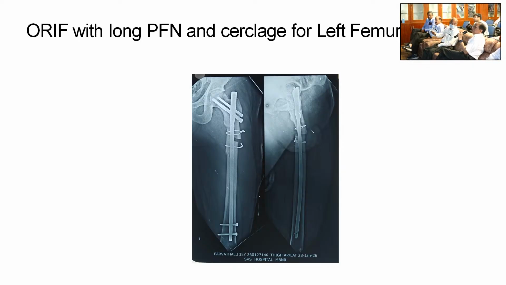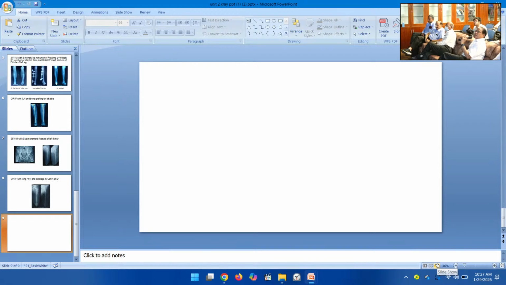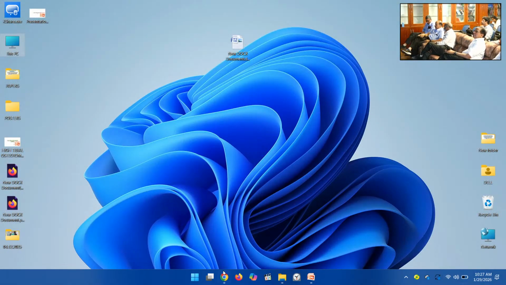Yes. Retrograde nailing, yes, very much. Absolutely. So the basic principle, that is the basic principle: the line should be straight. Then only the fracture automatically reduces. Next. Done. Yes, done.